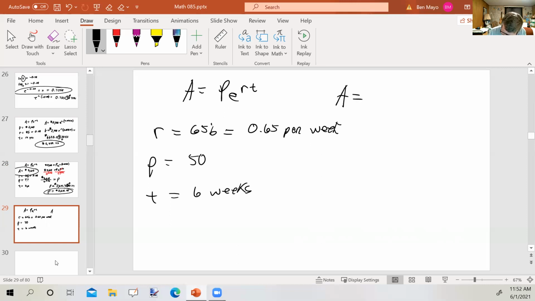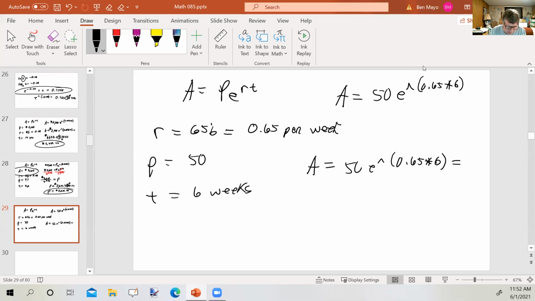So A equals 50 times e raised to the 0.65 times 6. Be careful converting the percent, okay? 65% is 0.65. So I'm going to put all this into the calculator at once. 50, and then second ln, so e to the, and then I'm going to put in 0.65 times 6, close it up and push equals.